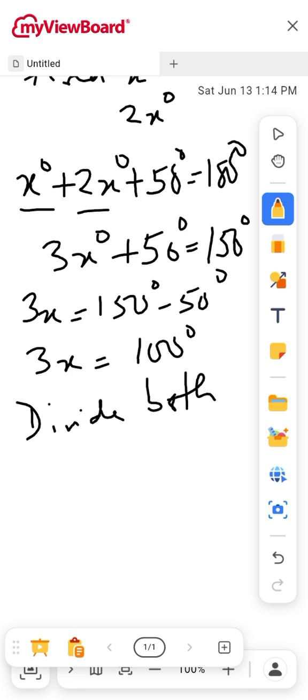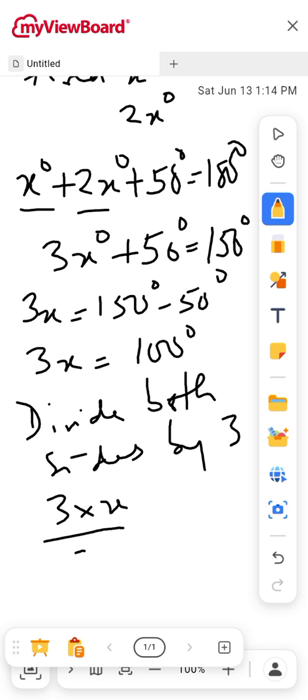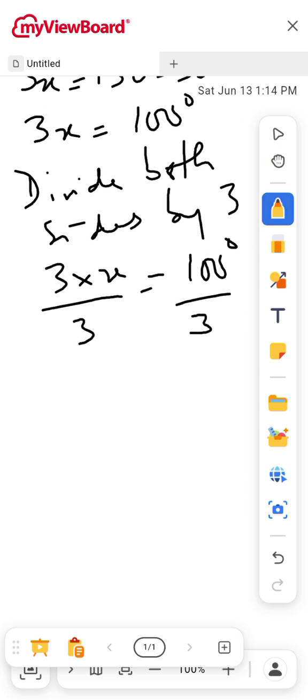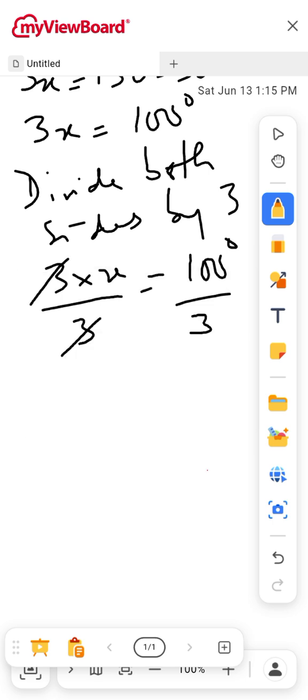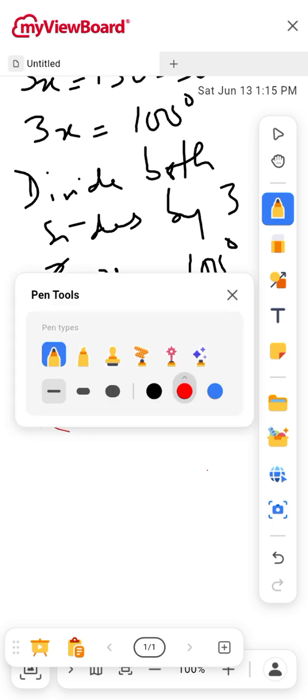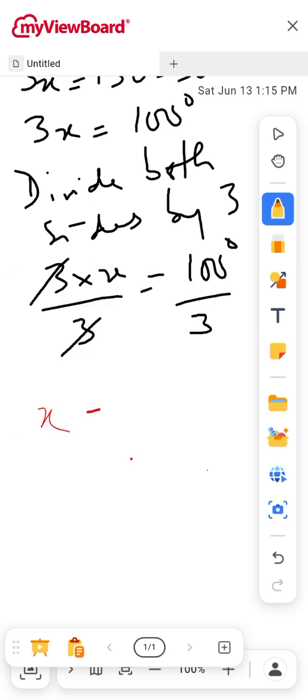Divide both sides by 3. That will be 3 multiplied by x over 3 equals the value over 3. Okay, so in this case, my 3 cancels 3. So x equals the value over 3.